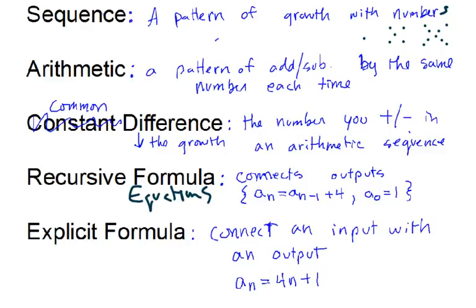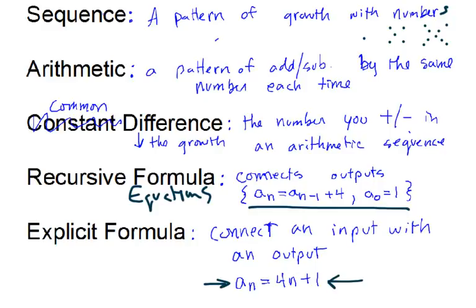So we have a recursive equation. That connects the outputs. Okay, and here's an example. We're going to use some special type of notation for that, and we'll talk more about that. We also have an explicit formula where we connect an input with an output. Okay, an example of that kind of formula.